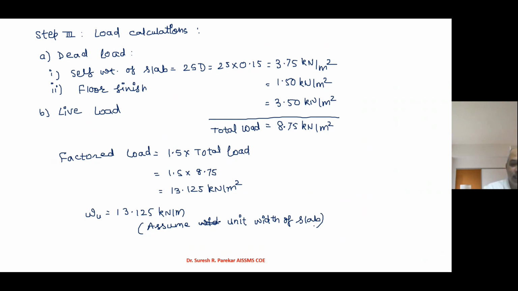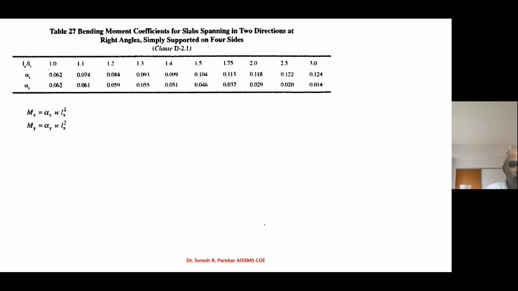Next we have step 4, bending moment calculations. If you see the table given above, this is table 27: bending moment calculations for slabs spanning in two directions, simply supported on all four sides. Therefore we have to go to table 27 for this.